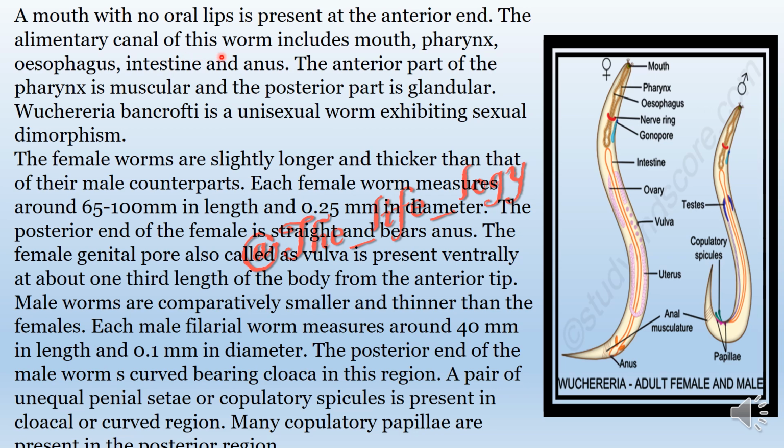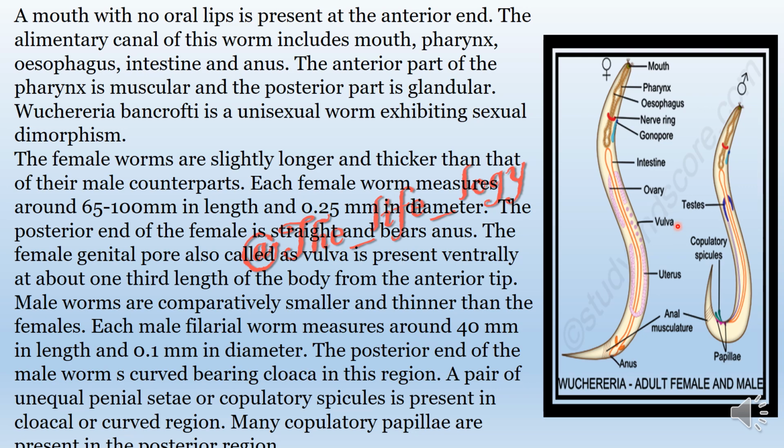The alimentary canal of this worm includes mouth, pharynx, esophagus, intestine and the anus. The anterior part of the pharynx is muscular and the posterior part is glandular. Wuchereria bancrofti is unisexual in nature, exhibiting sexual dimorphism. So basically the female and the male are different.